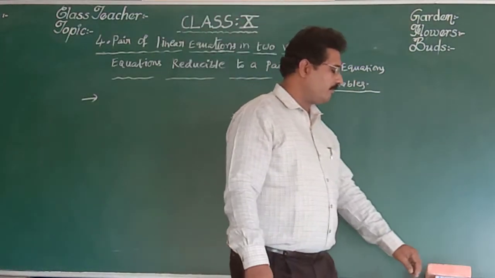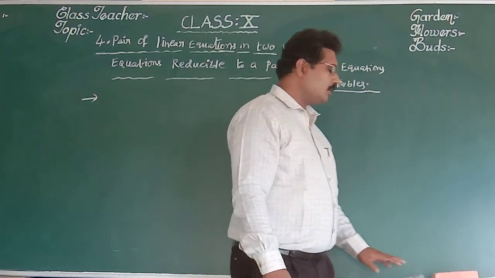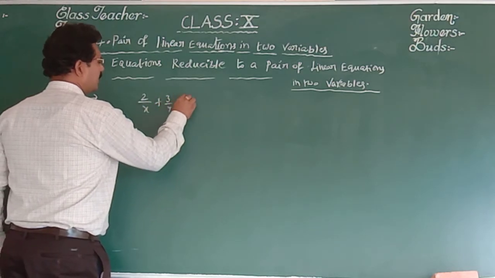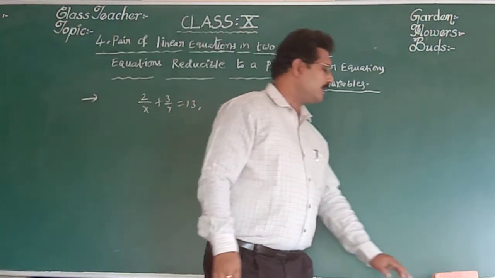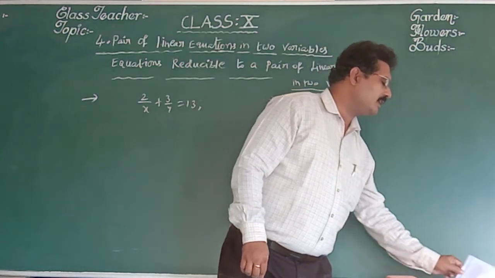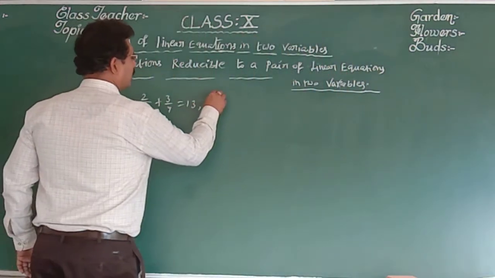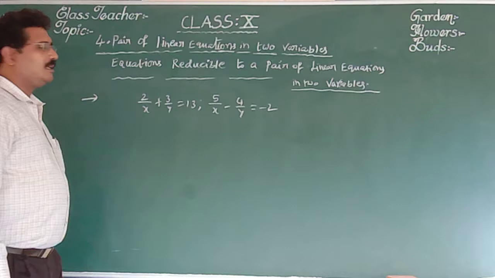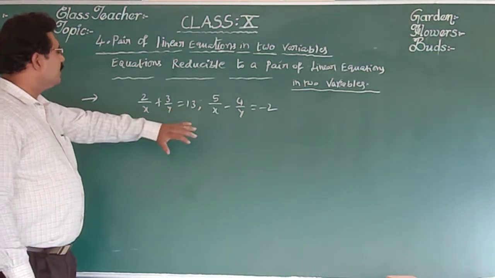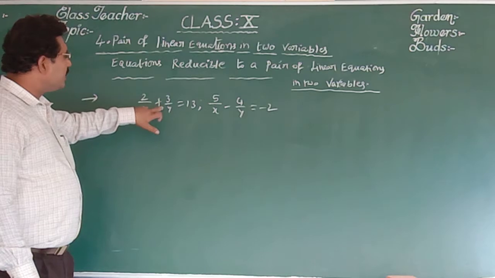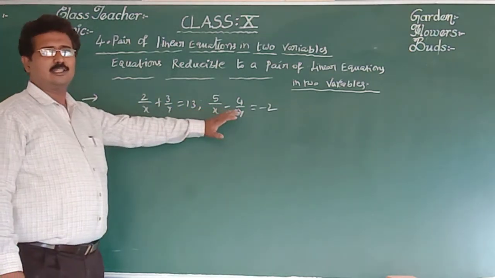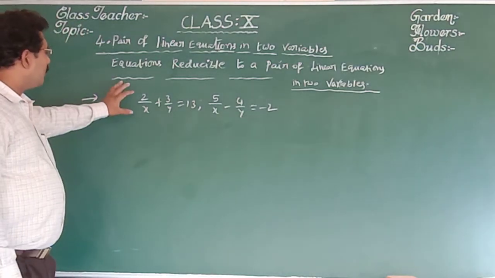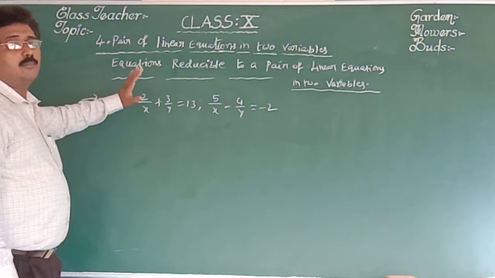Now for example, the problem is like this: 2 by x plus 3 by y is equal to 13, and the next, 5 by x minus 4 by y is equal to minus 2. Actually, by seeing this, if you take the LCM, it becomes 2x plus 3y is equal to something, and like that. That is one model. How to do this type of problem is important.